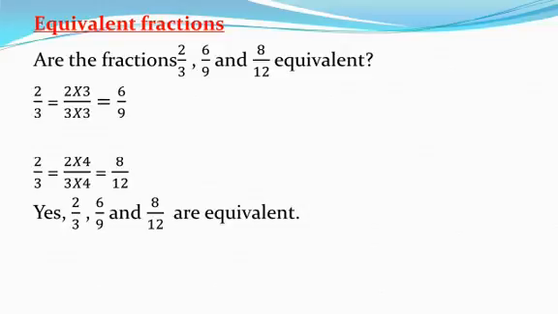2 over 3. You can multiply by 3, we get 6 over 9. When you multiply 2 over 3 by 4, we get 8 over 12. That means 2 over 3 is the same as 6 over 9 and 8 over 12. So we can write the answer: yes, 2 over 3, 6 over 9 and 8 over 12 are equivalent.